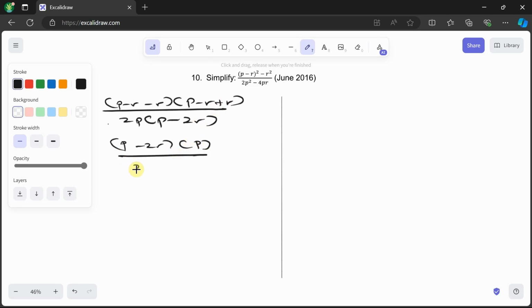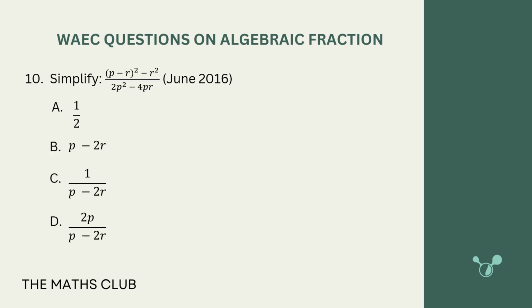So all over 2p, open brackets, p minus 2r. This will cancel this, p will cancel one of the p's, so we'll be left with 1 over 2. So this should be the answer for the simplification. Let's see if we're correct. That will be option A.